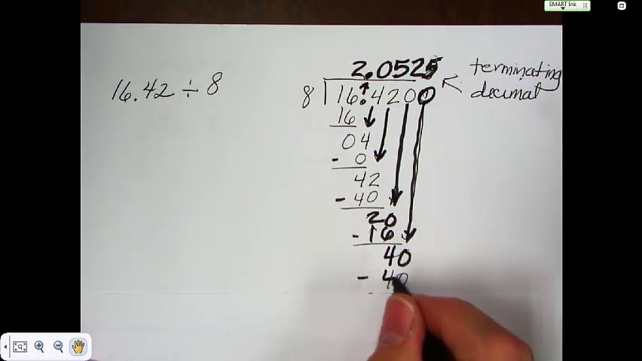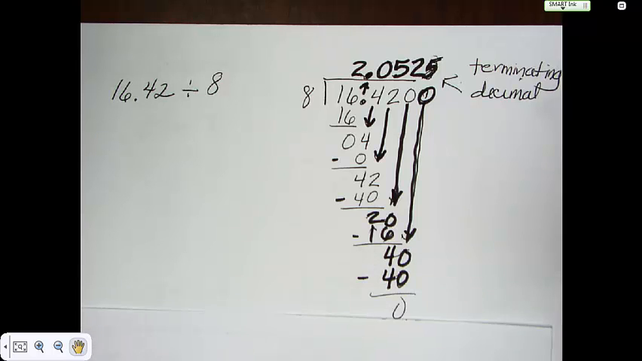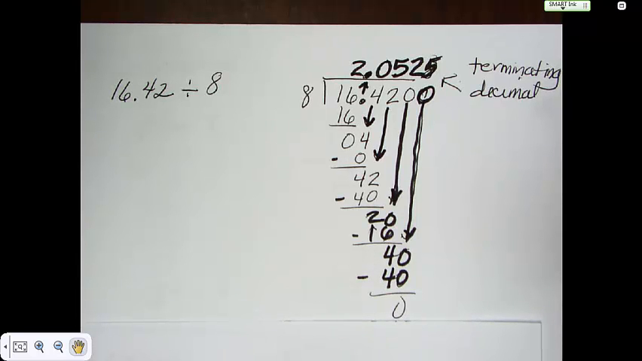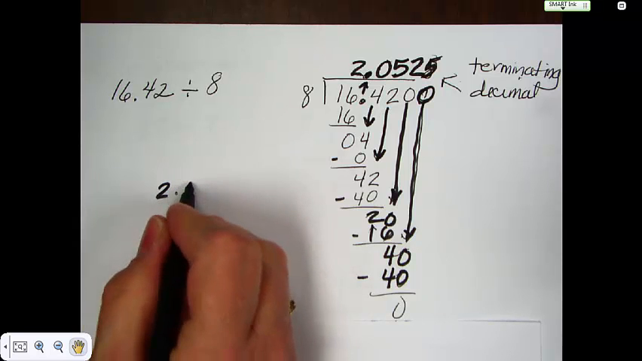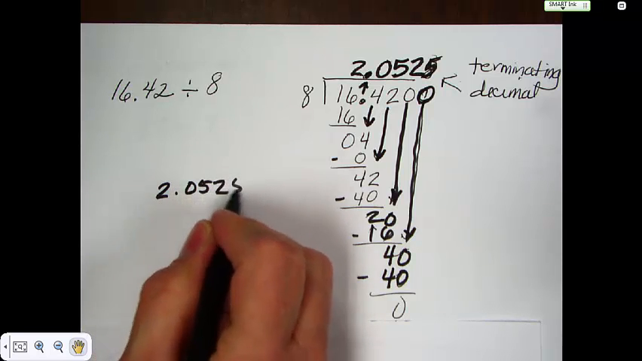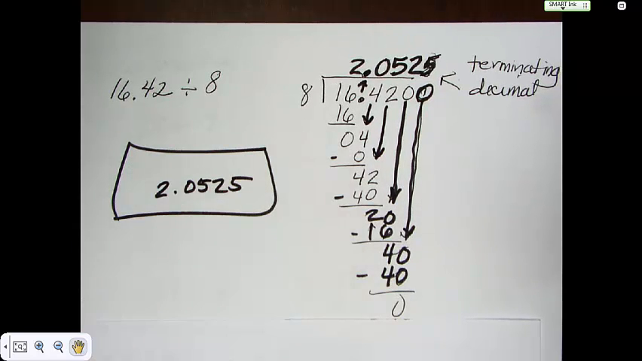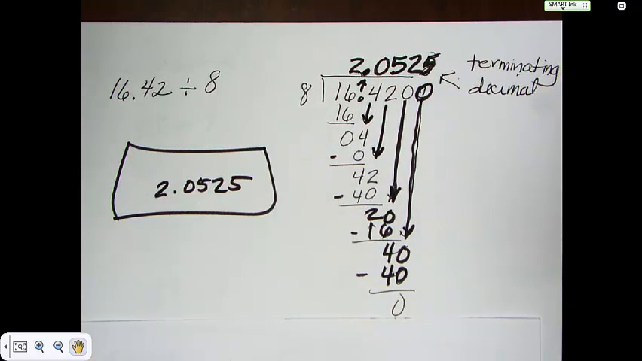We put our 40 here, and it happens to be 40 out of 40. And you subtract, you get 0. Guess what? We're finally done. And your answer is 2.0525. Big number, but you have to just be careful. You can't get in a rush on these.